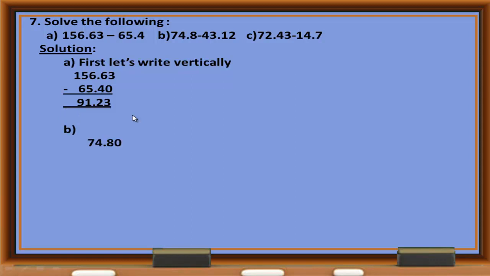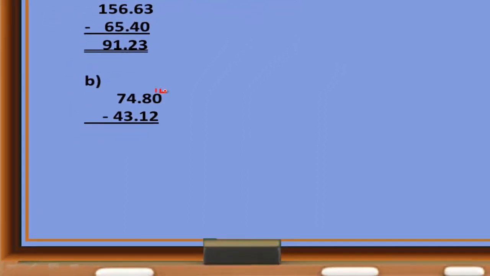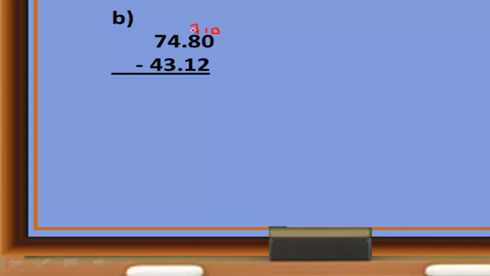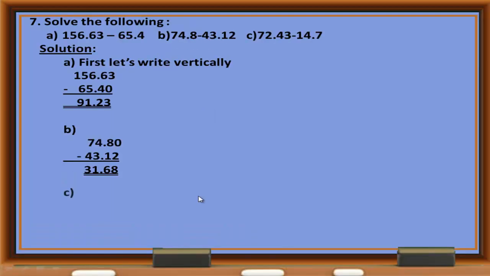B. 74.80 minus 43.12. 0 minus 2 is impossible. We borrow from 8 here. Then it will be 10 and this will be 7. 10 minus 2 is 8. 7 minus 1 is 6. We put a decimal point here. 4 minus 3 is 1. 7 minus 4 is 3. Therefore, the answer is 31.68. The next is C.